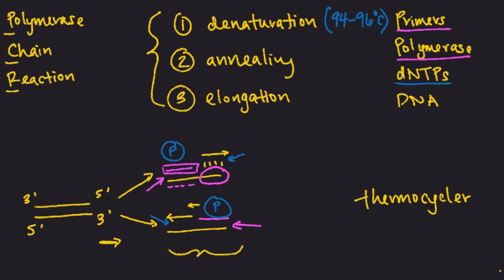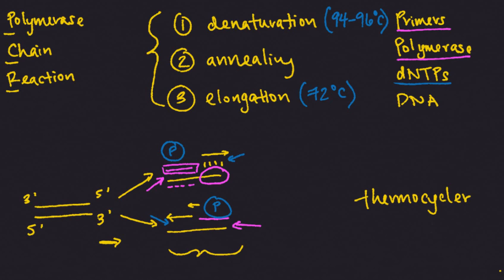So now, once the primer has bound, I'm able to elongate. For the elongation process, I need to have the temperature set to the optimal temperature for my polymerase enzyme. And usually what that is, is about 72 degrees Celsius. By varying my temperature over and over again, I'm able to create these multiple copies of DNA.